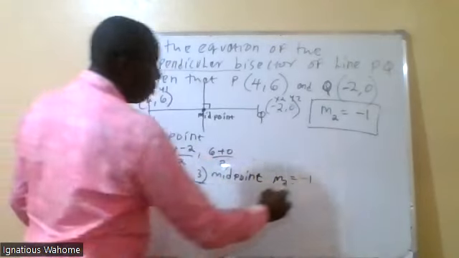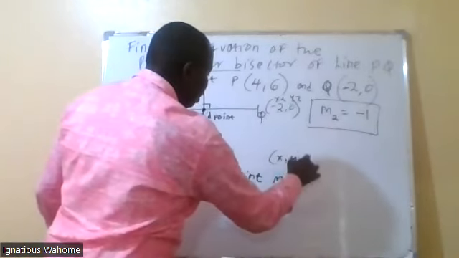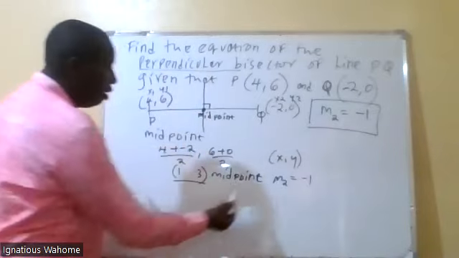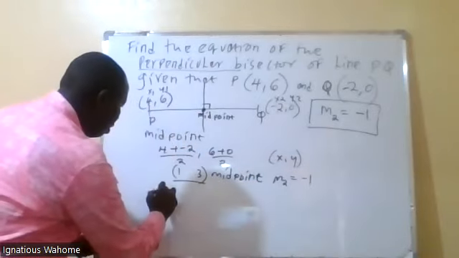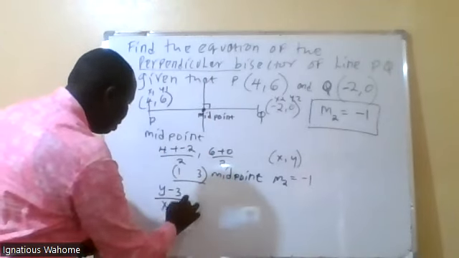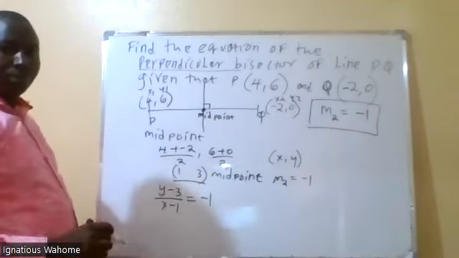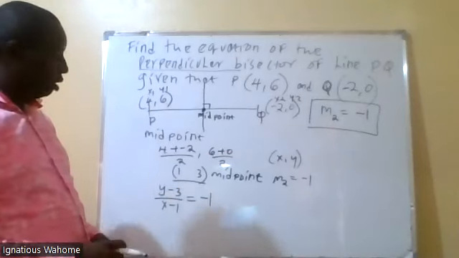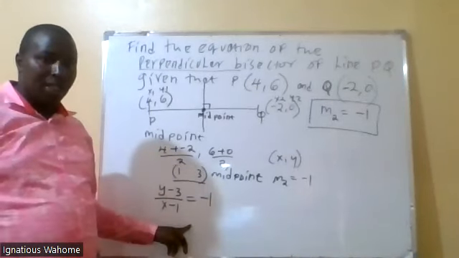perpendicular. So take an arbitrary point (x, y). Say y minus 3 all over x minus 1 is equal to -1.